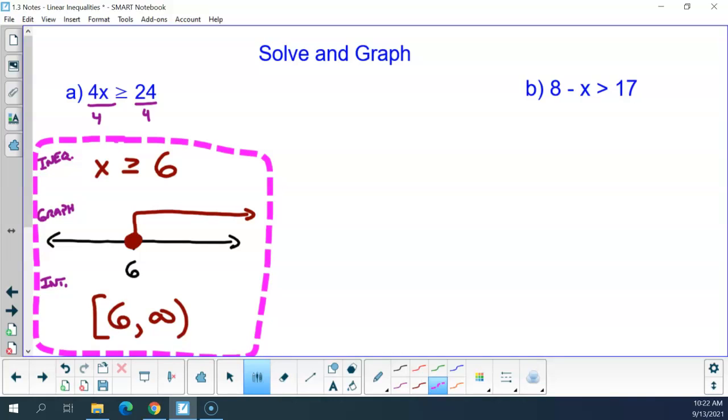On the quiz I can say, solve this inequality, give your answer in inequality form, or give your answer graphed, or give your answer in interval form. So I can have 3 different versions of the exact same problem. Yeah.